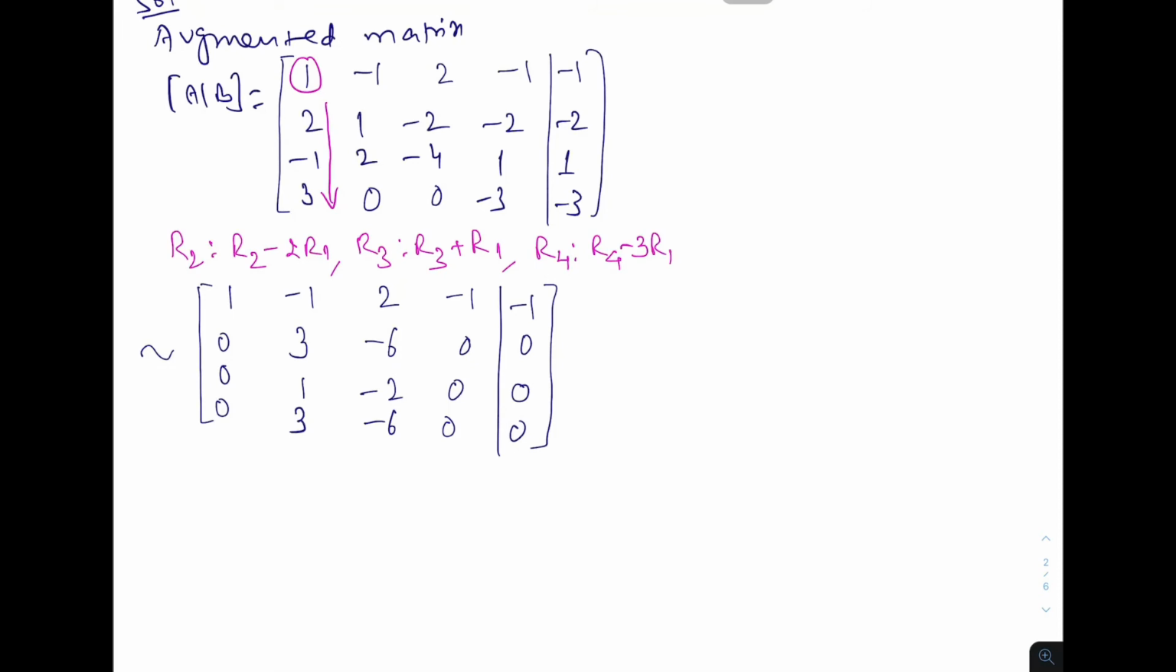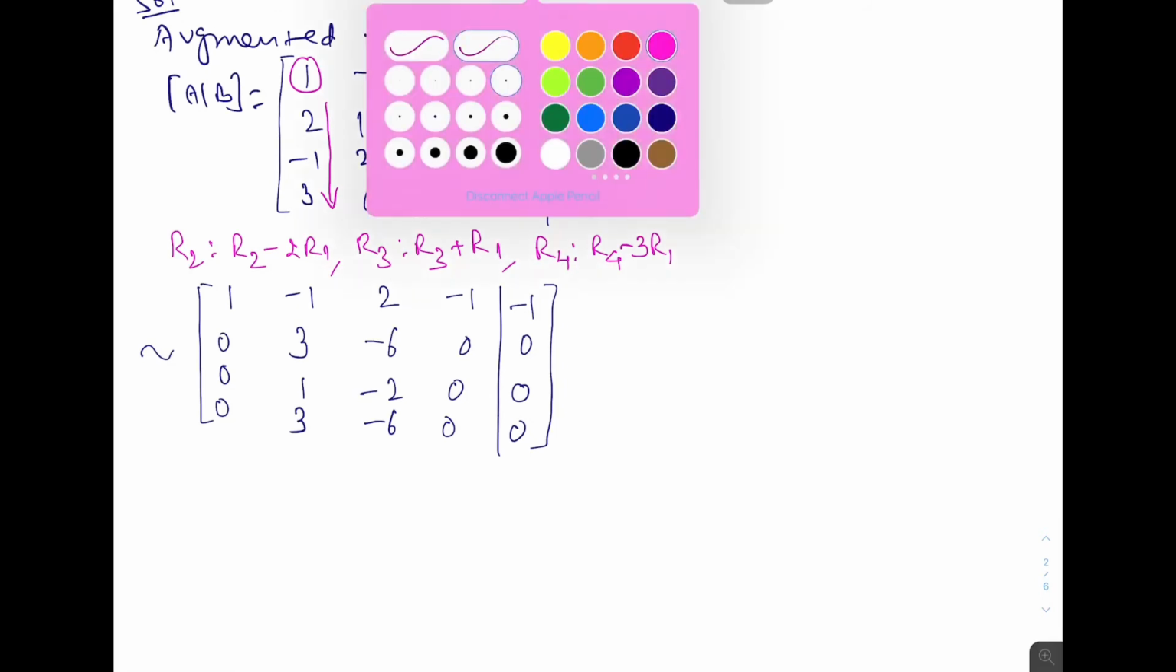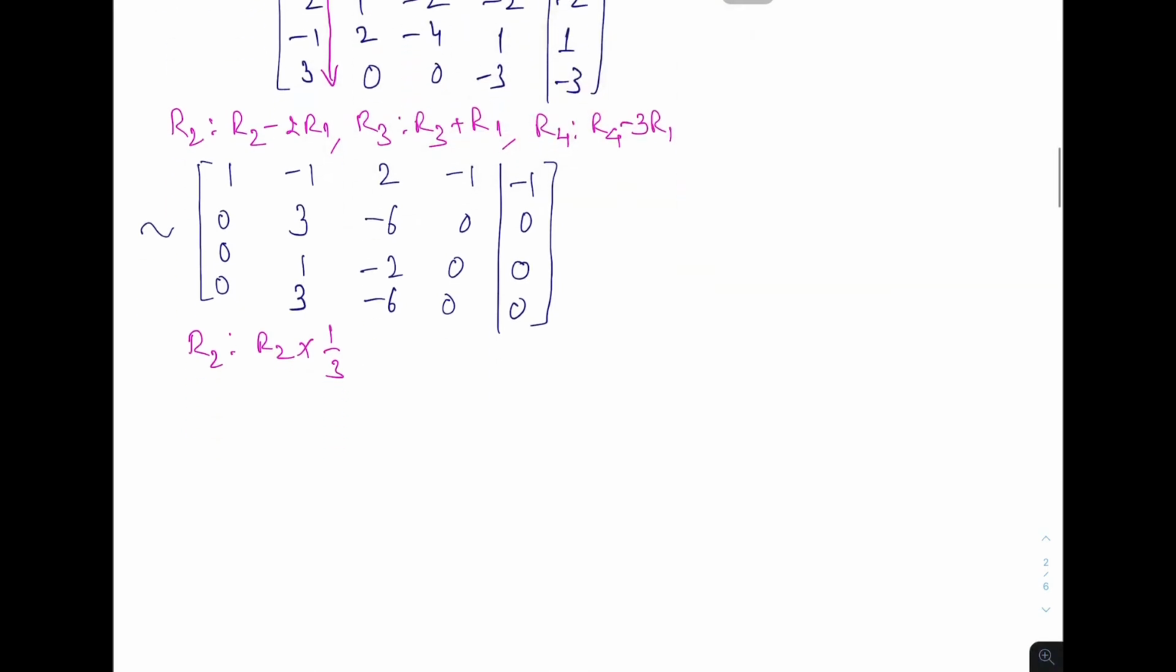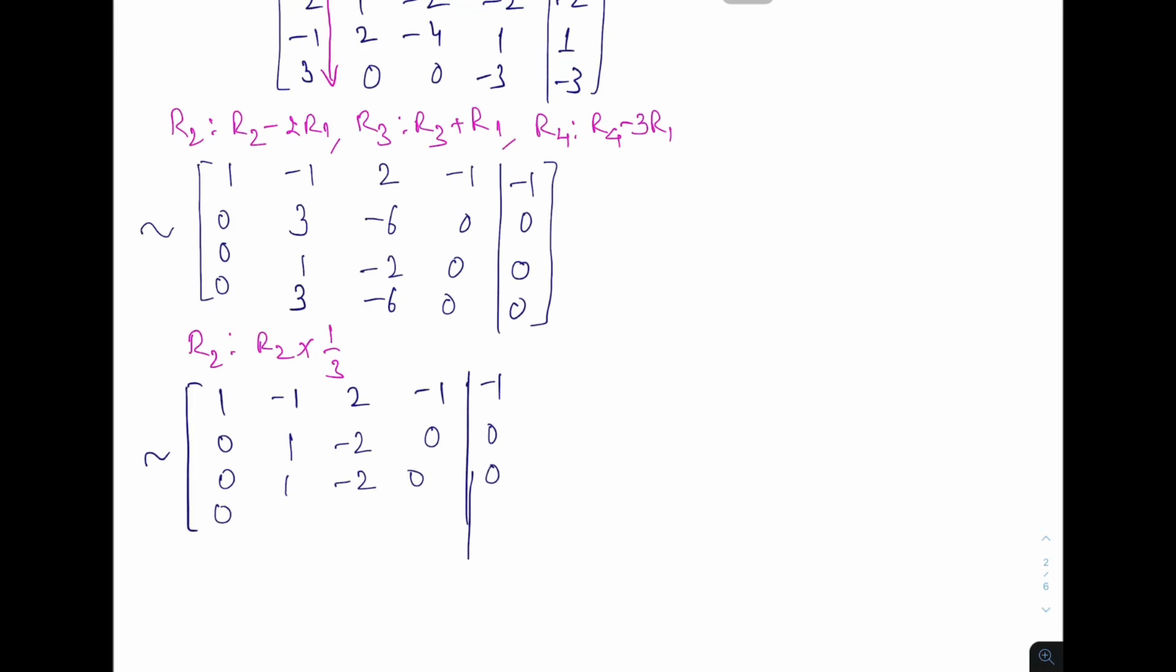Now the next is we have options, either we can interchange the second and third row, or we can divide second row by 3. So let us divide second row by 3. So R2 into 1 by 3, and so we are having 1 -1 2 -1 -1, then 0 1 -2 0 0, 0 1 -2 0 0, 0 0 3 -6 0 0.